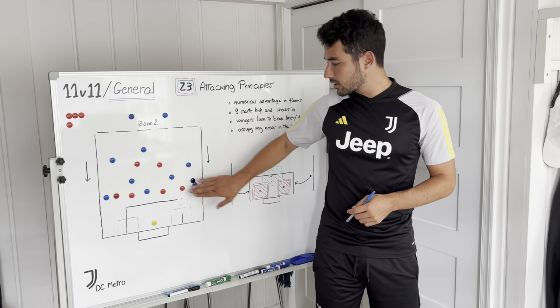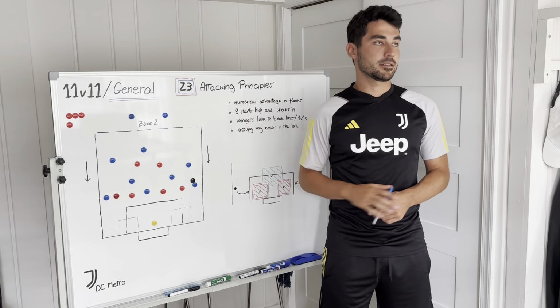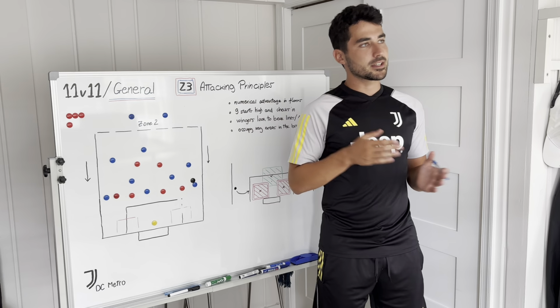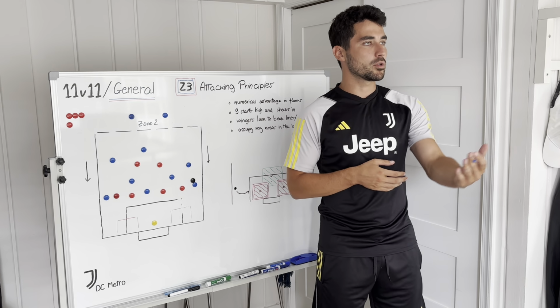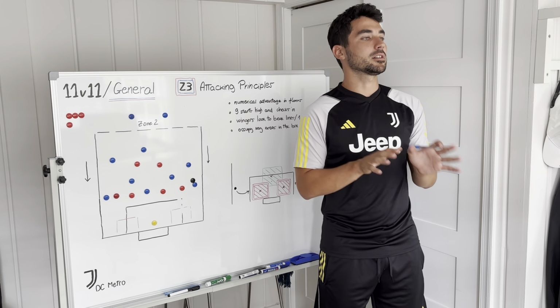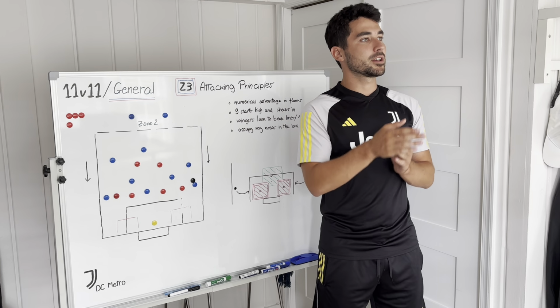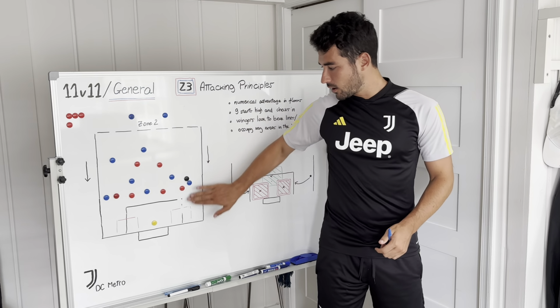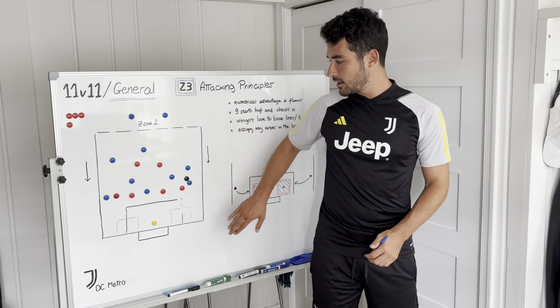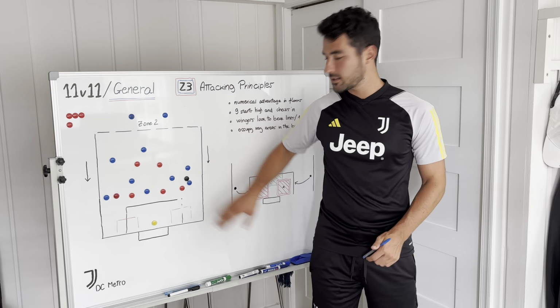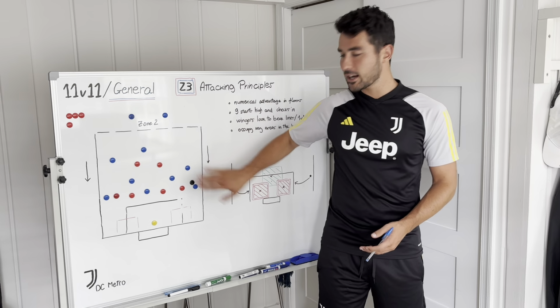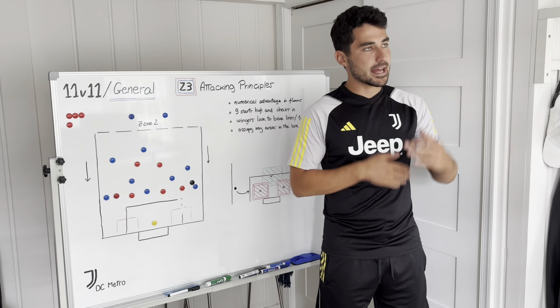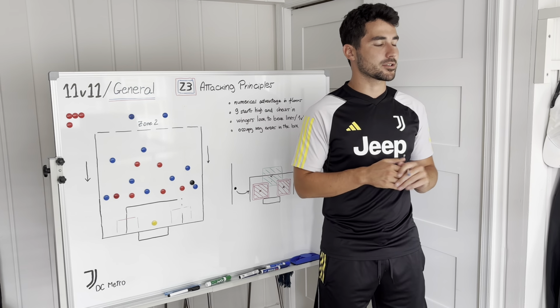When we have the numerical advantage on one side of the field, we want to use and train certain combinations, certain movements to make sure that that numerical advantage gets used to our advantage. That can be done with overlapping runs, can be done with underlapping runs, runs in behind. So those three players have to combine and have to be creative in those combinations.